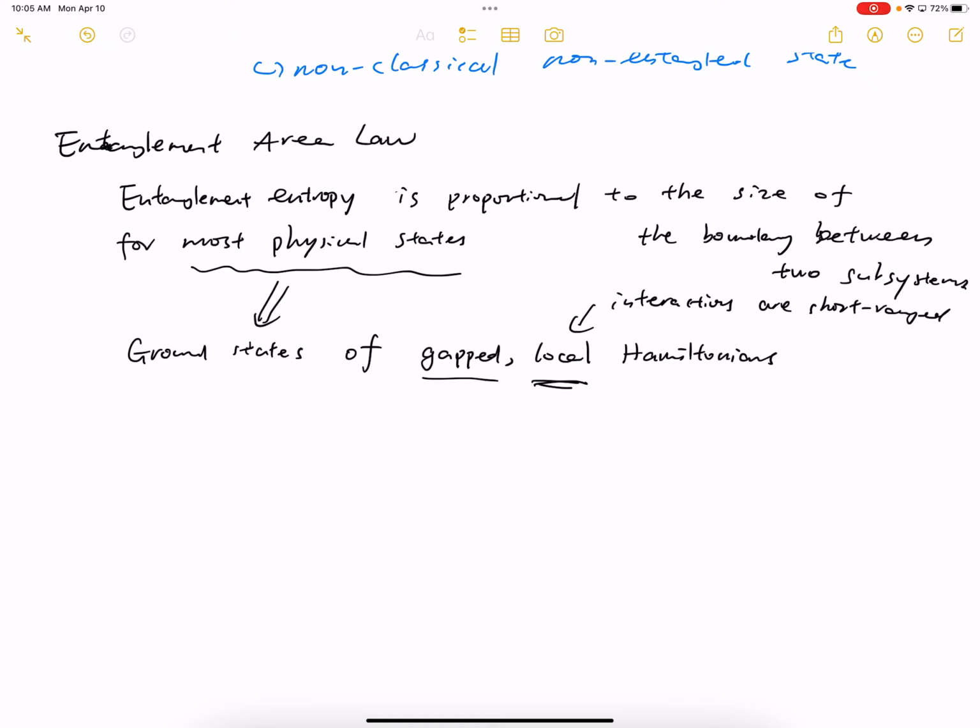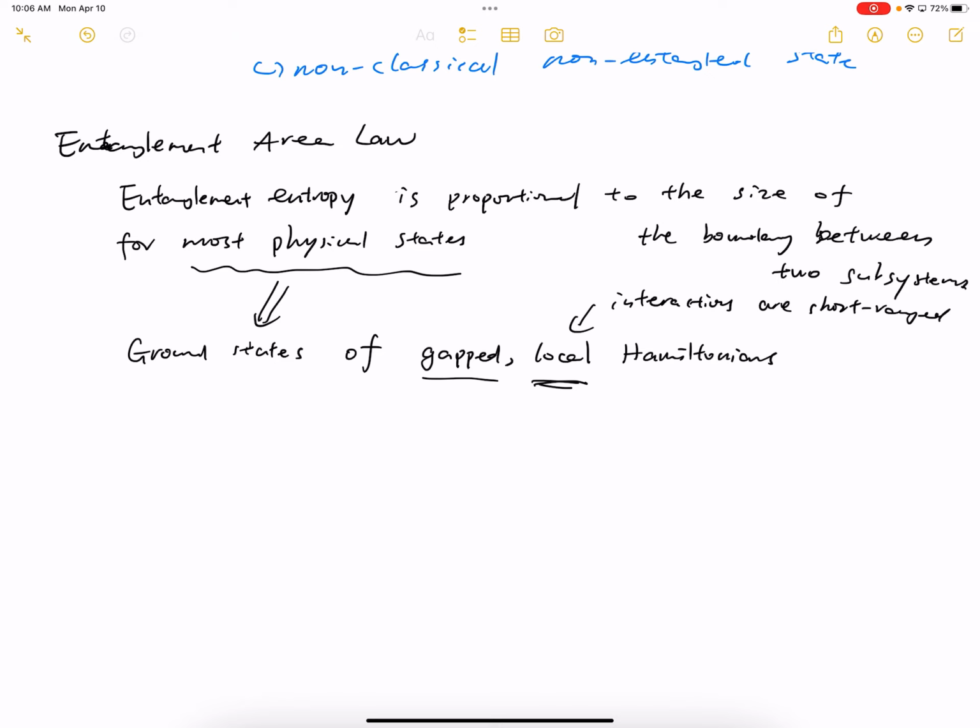The other reason is actually because there's an energy gap. Later we're going to talk about why the energy gap is important. It's related to adiabatic quantum computing. So these two conditions are needed. Both have to be gapped and local in order for ground states to obey the entanglement area law. In this case, you can pretty much think that the ground state only contains local entanglement.